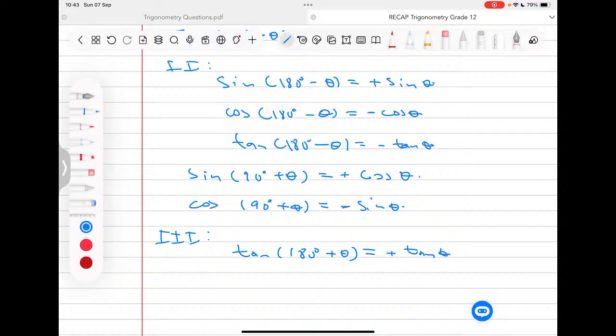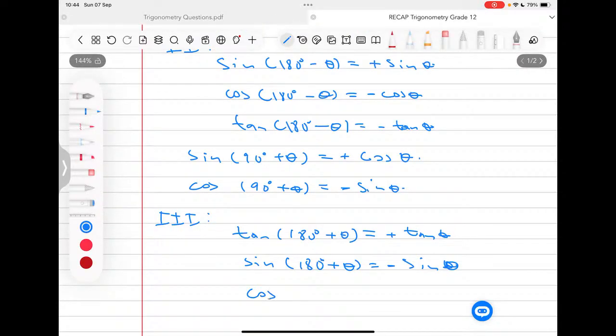Now, if we were to have a sine of 180 degrees plus theta, the first thing that we're going to look at is that we are in the third quadrant, and in the third quadrant, sine is negative. So we're going to have a negative here, and we're then going to reduce this to a sine of theta. Now, if you look at a cos of 180 degrees plus theta, again, you'll see that this is the third quadrant and only tan is positive there. Because we are dealing with a cos, it's going to be negative and it will reduce down to a cos of theta.